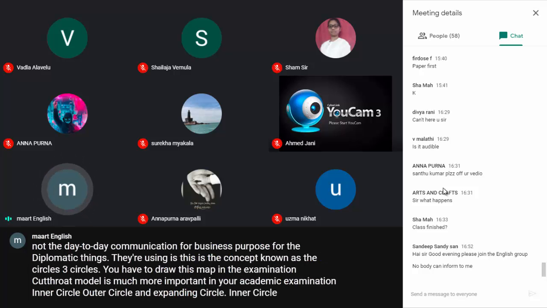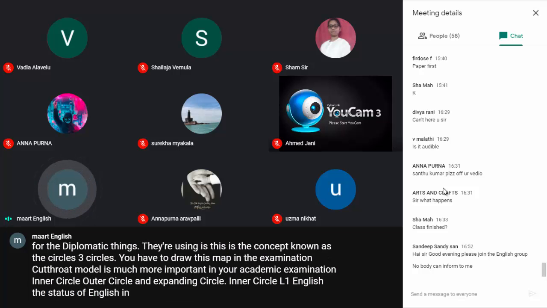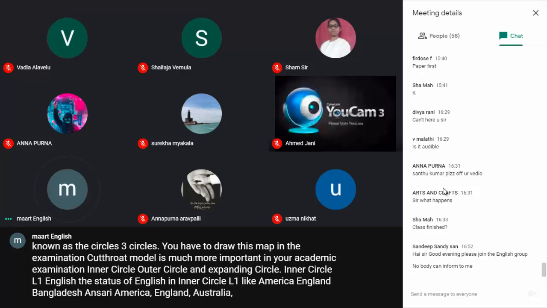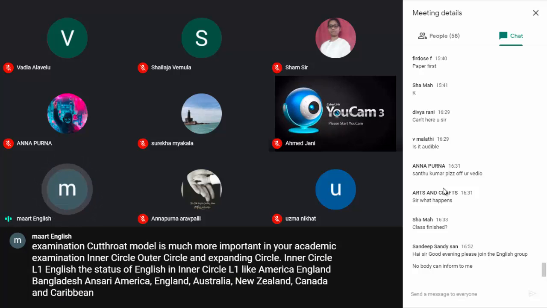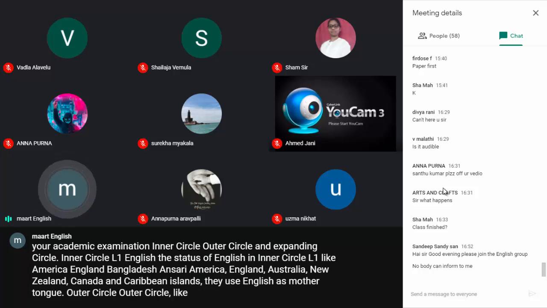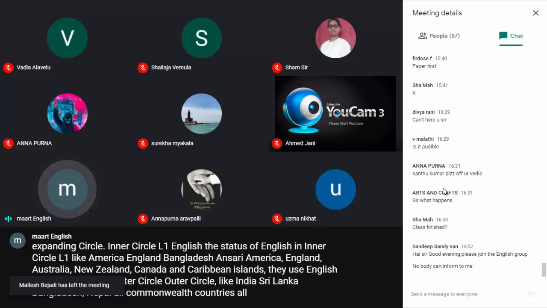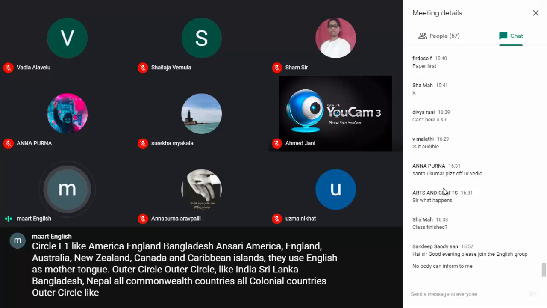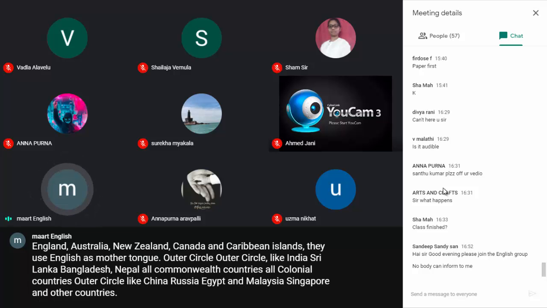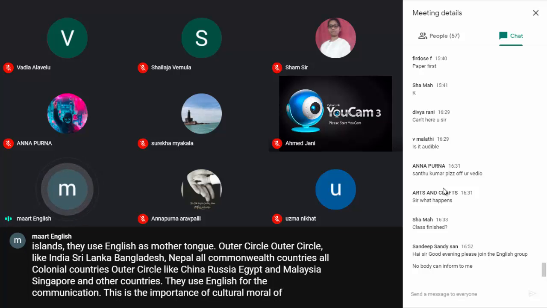Inner circle, L1: the status of English in the inner circle is L1, like America, England, Australia, New Zealand, Canada, and the Caribbean islands. They use English as mother tongue. Outer circle, like India, Sri Lanka, Bangladesh, Nepal, all Commonwealth countries, all colonial countries. Expanding circle, like China, Russia, Egypt, Malaysia, Singapore, and other countries, they use English for communication. This is the importance of Kachru's model for understanding the concept.